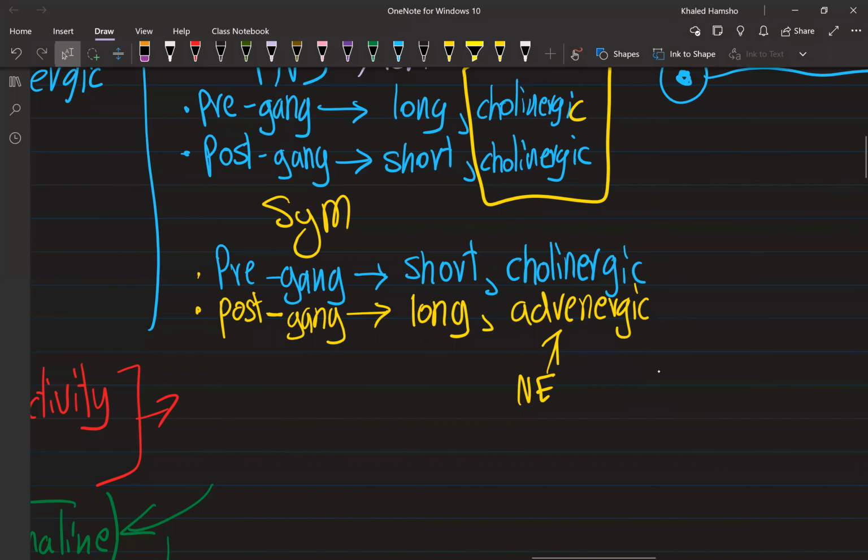So in the sympathetic nervous system, there's two neurons. One is cholinergic, meaning it uses acetylcholine. That's the first one, the preganglionic one. And the second one is adrenergic, meaning it uses norepinephrine. Is that clear? Do you want me to repeat that?